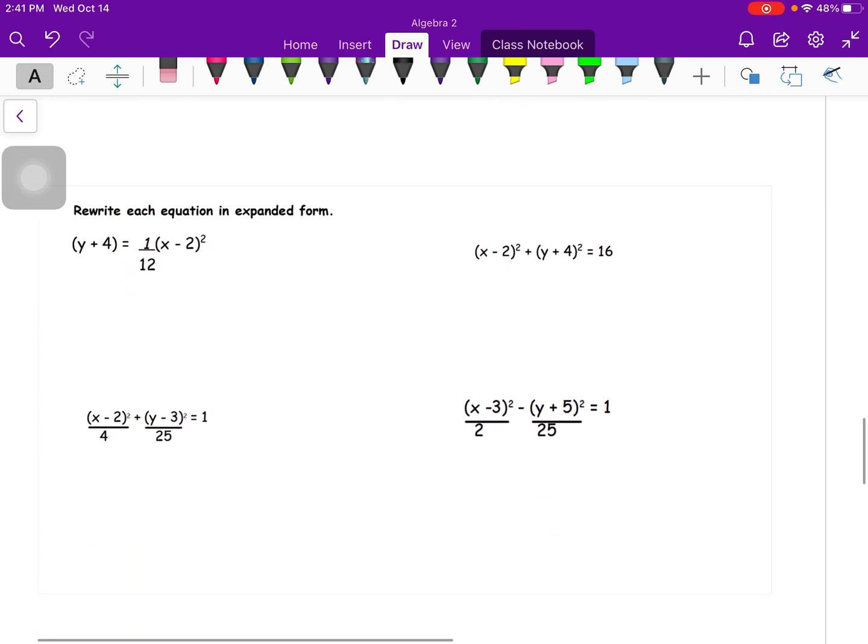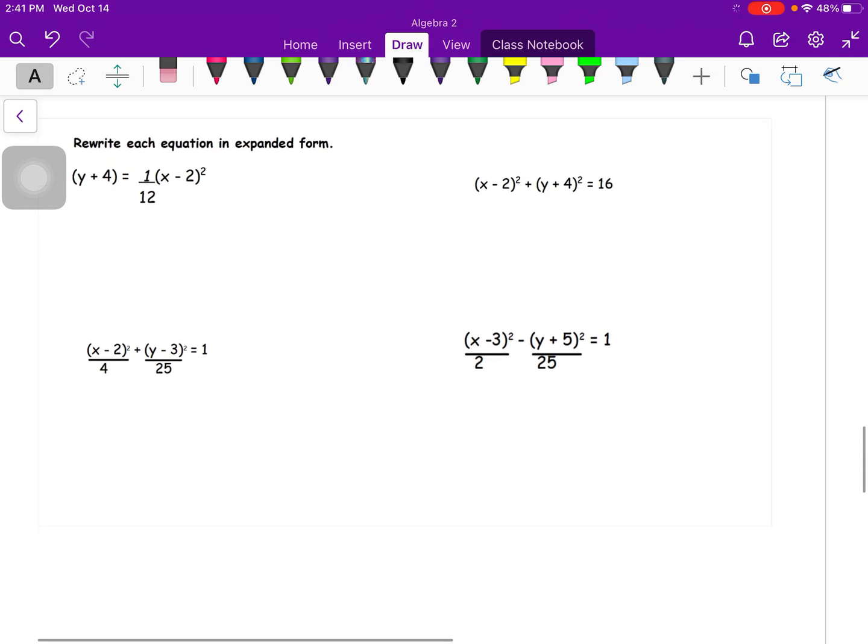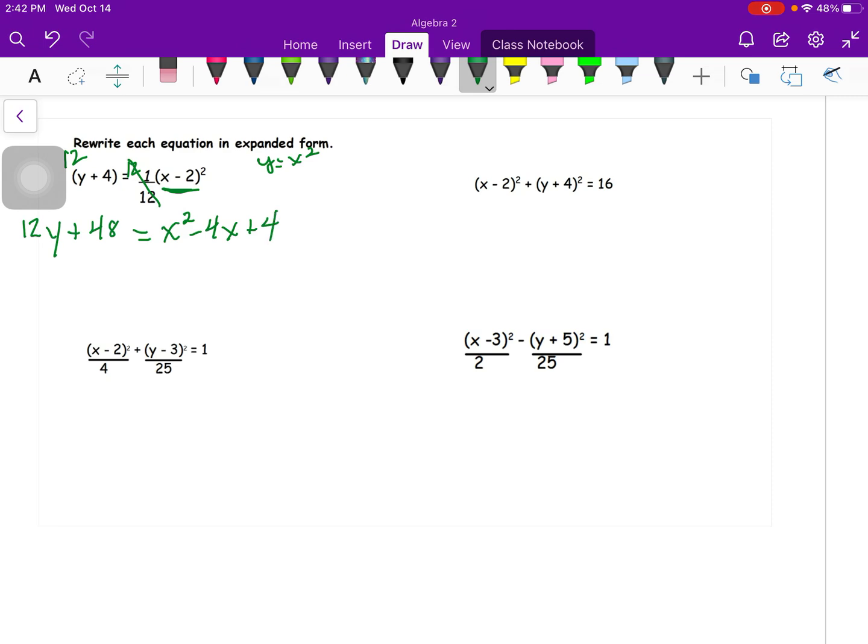Now can we write them from the standard conic form back into the expanded form? So this one is a parabola. And so parabolas are basically y equals x squared. So I'm going to multiply everything by 12. So this would give me 12y plus 48 equals, I'm going to square that x, which is x squared minus 4x plus 4.